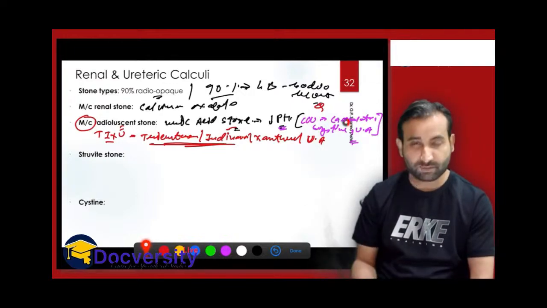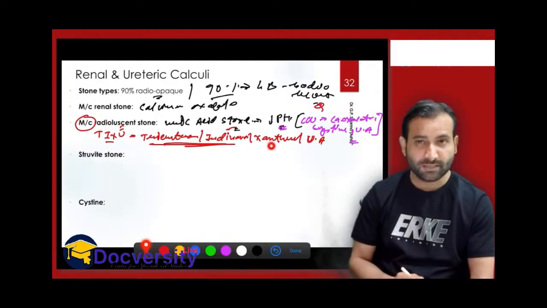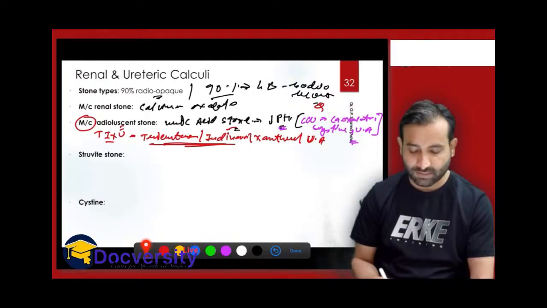So we have 3 stones which form in the acidic pH. That is what? CCU. That is calcium oxalate, cysteine, and uric acid stones. And we have TIXU as the radiolucent stones. TIXU means triamterene, indinavir, xanthine, and uric acid. Okay, so remember this one.